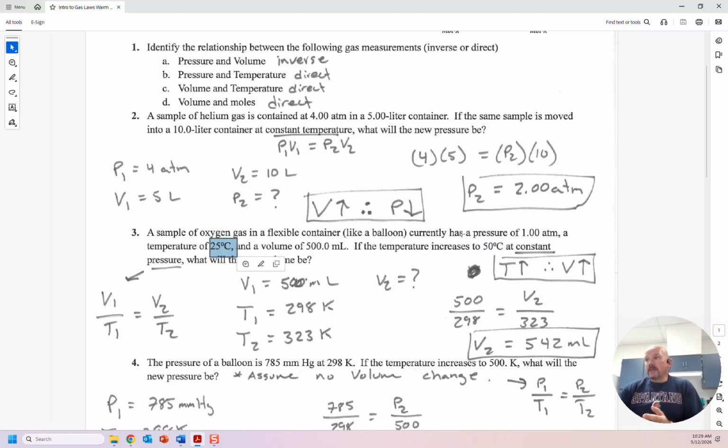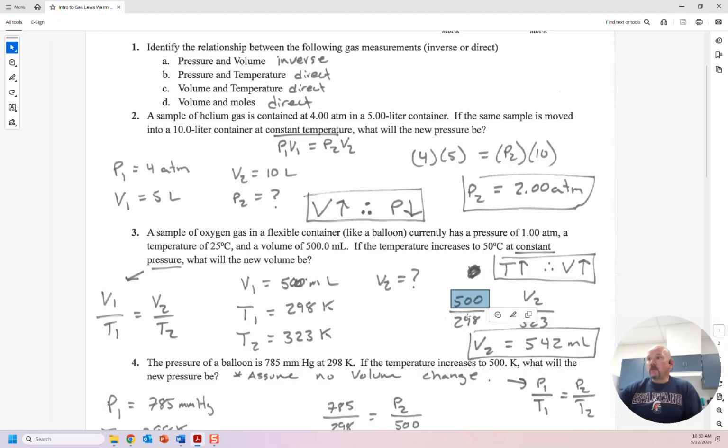So it doubled on the Celsius scale, but if I convert this to Kelvin and I convert that to Kelvin, the temperature increased, but it didn't double, right? So remember, when we plug in our temperature values, we've got to plug in the Kelvin scale. So the temperature went up, but the temperature didn't double on the Kelvin scale. So the volume is going to go up. It's just not going to double, okay? It's just going to be higher than 500 milliliters.